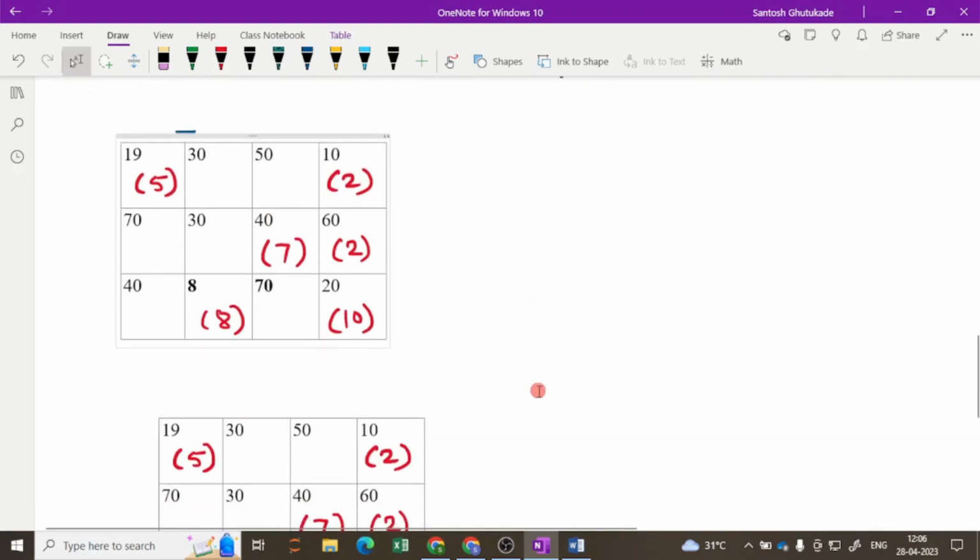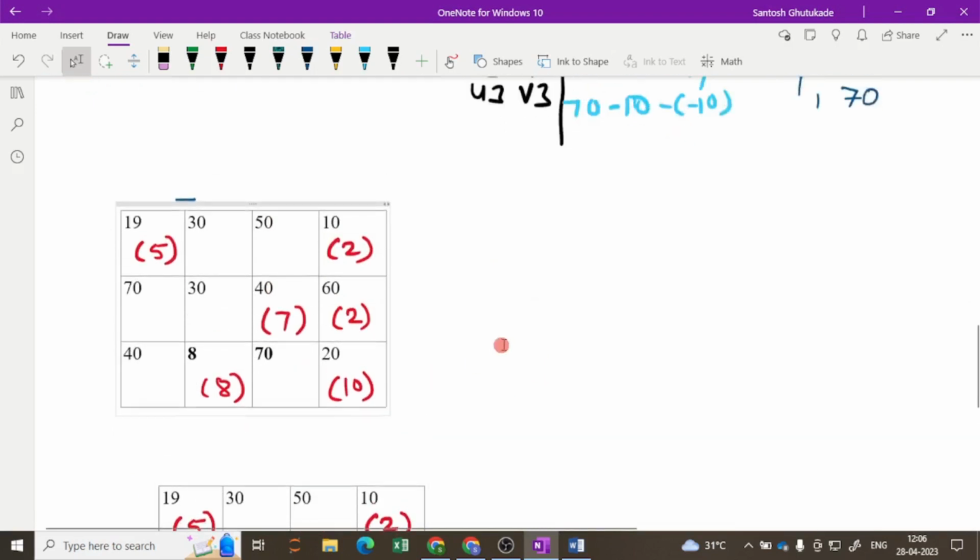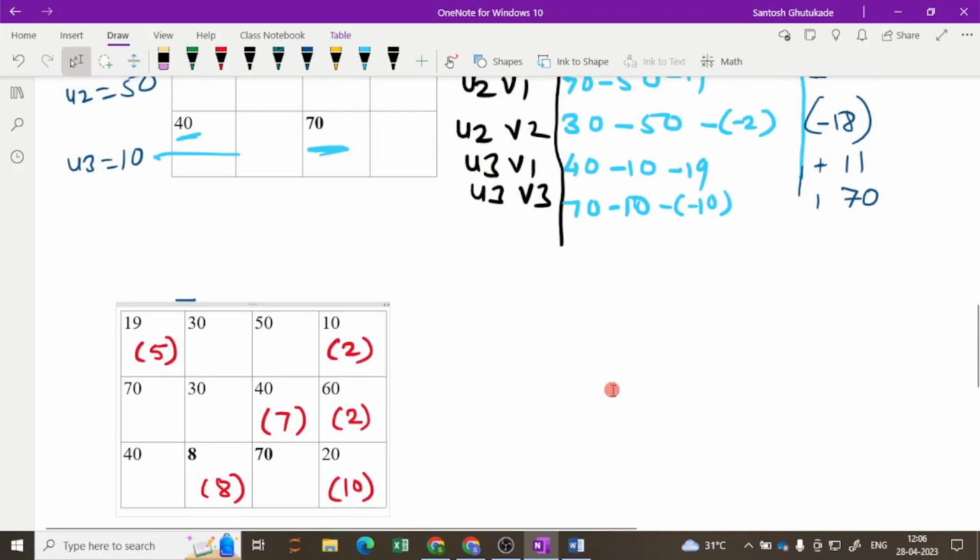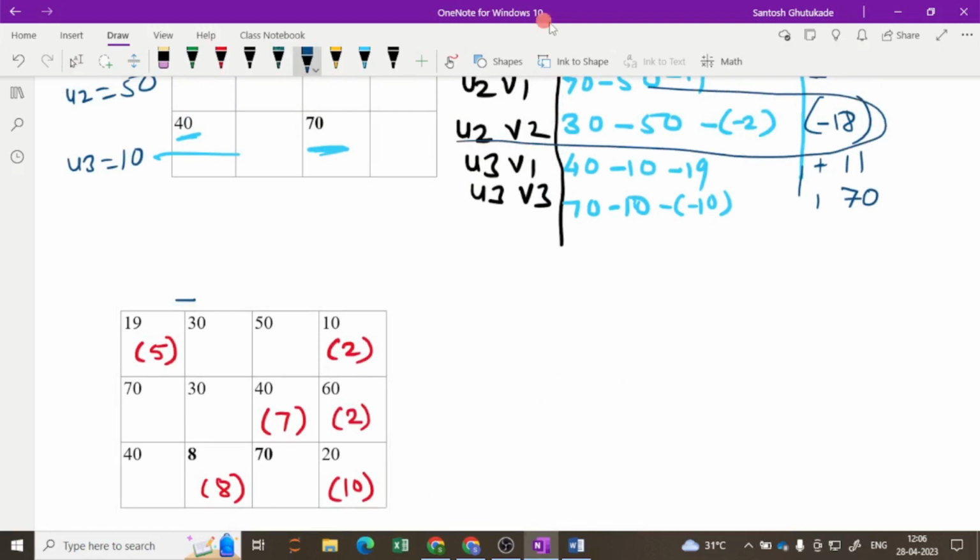So this is our matrix. Now here we have a chance at u2 v2. So here minus 18 is there. So what does it mean? Here we have u1, u2, u3, and the columns are v1, v2, v3 and v4. So u2 v2 means here. So at this location there is a chance of allocation.